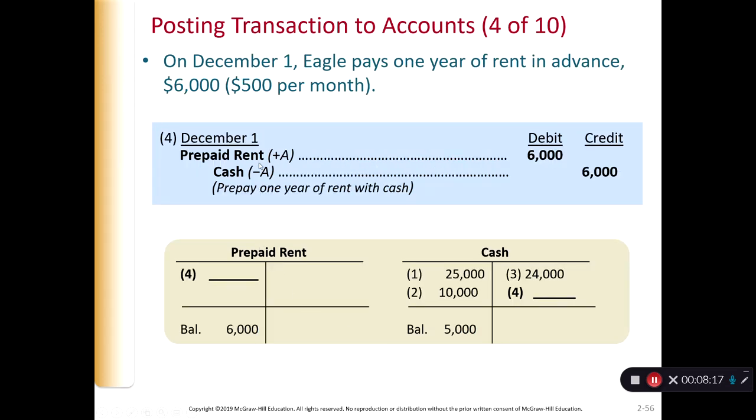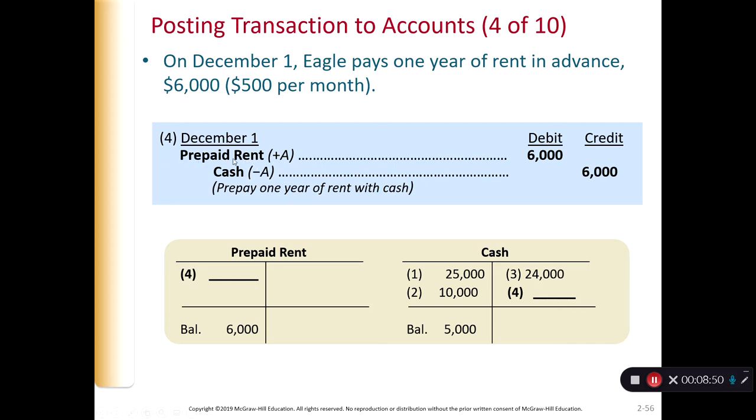Okay. So posting transactions to accounts, 4 out of 10. So on December 1st, Eagle pays 1 year rent in advance for $6,000, right? So it's $500 per month, so for 12 months it's $6,000. And we explained that this rent is gonna be useful in the future period, hence although it sounds like rent, sounds like expense, it's actually rent that we haven't enjoyed yet, the space we haven't used. Hence we treat it as an asset.